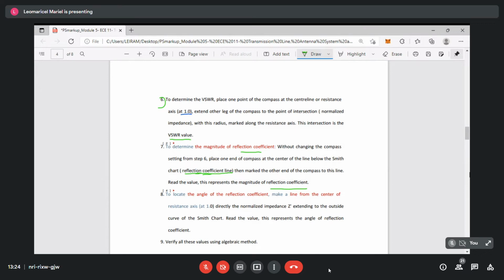Okay, and to locate the angle of reflection, kasi may angle of reflection din. Hindi na natin ito kinuha sa ating calculation, but here, you can also calculate the angle of reflection. O paano yun? So, locate the angle of reflection coefficient, make a line at the center of the resistance axis directly towards the Z reading outside the curve. This reads value of the reflection coefficient.